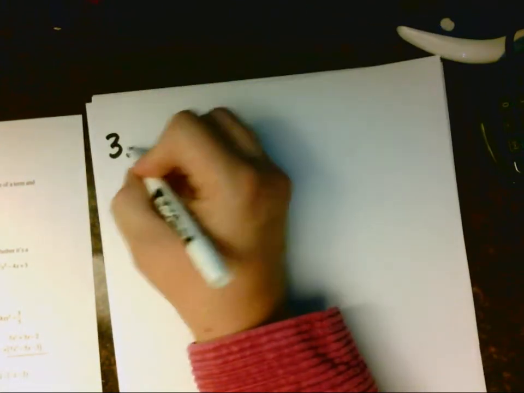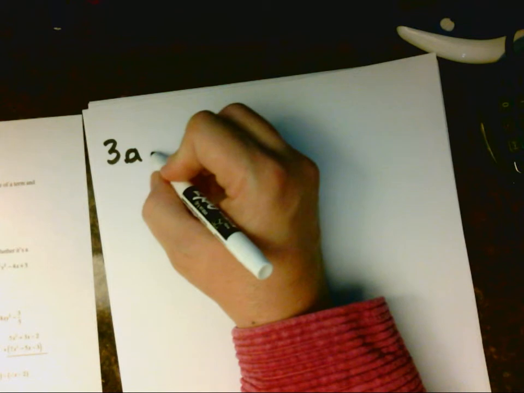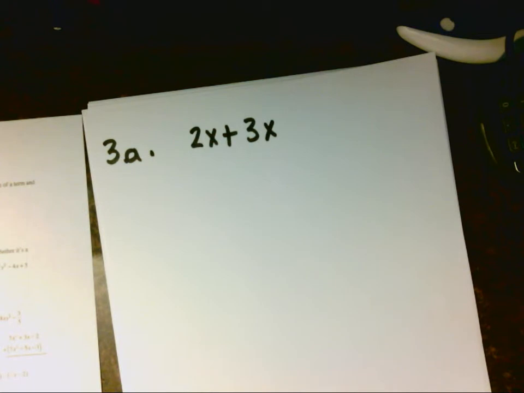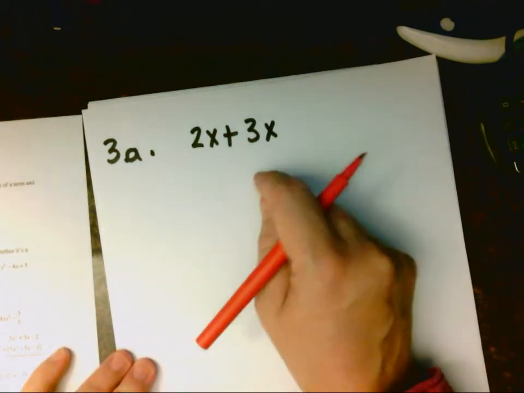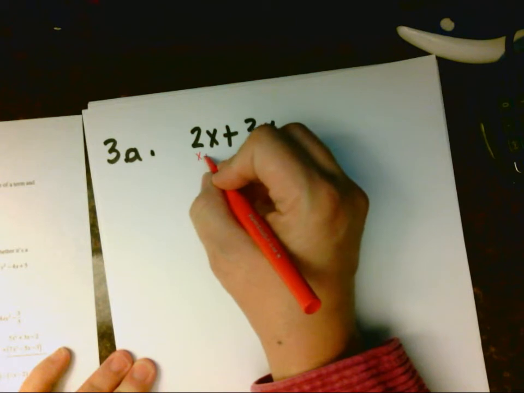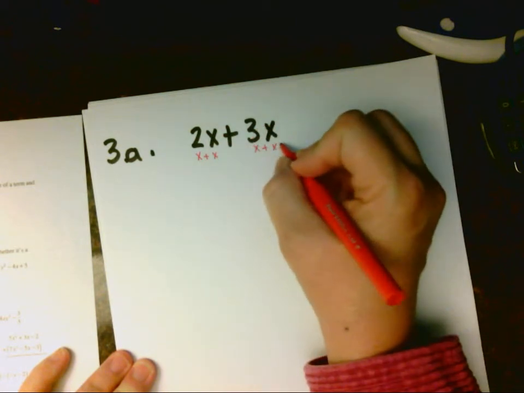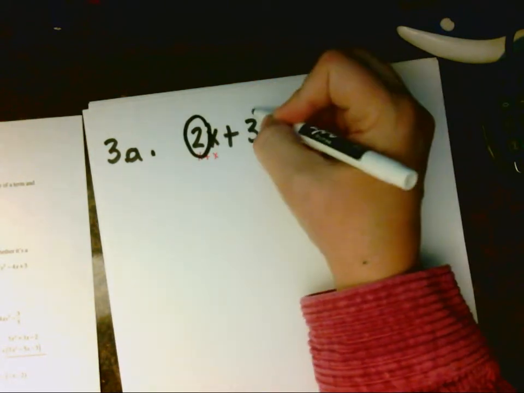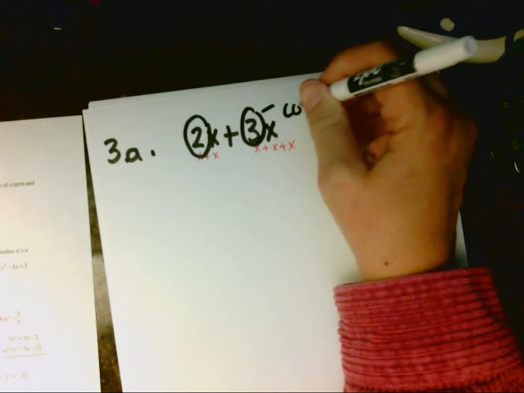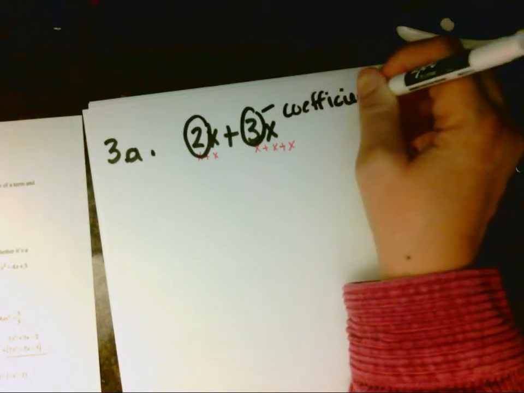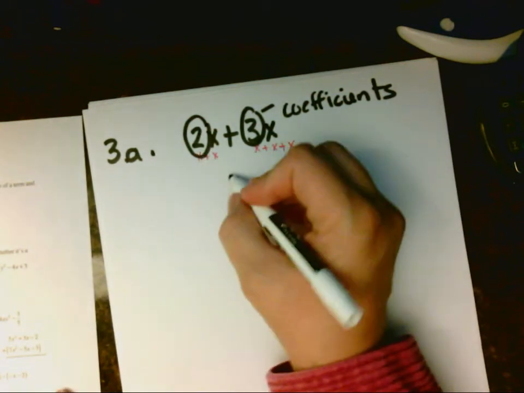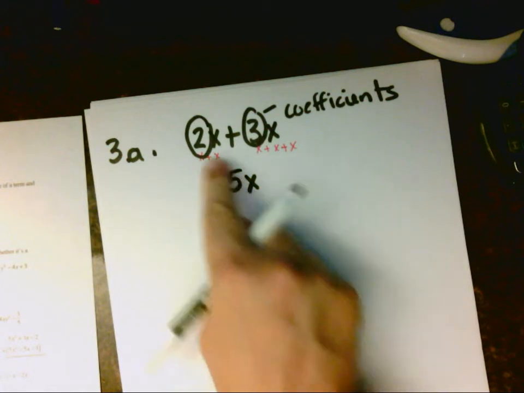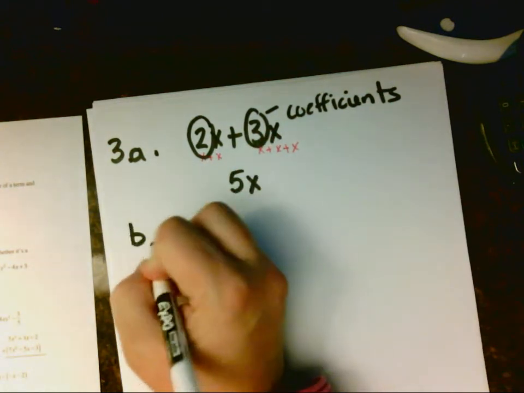Number 3, part A. It asks you to simplify by combining like terms. So, what we know here is that the terms are both x's. Those are alike. So it's like we had 2 x's, right? And then we had 3 more x's. And we're adding all that together, which would give us a grand total of, you just have to take the coefficients. These are called the coefficients. And we get 5x. So 2 of these plus 3 of these gives us 5x.